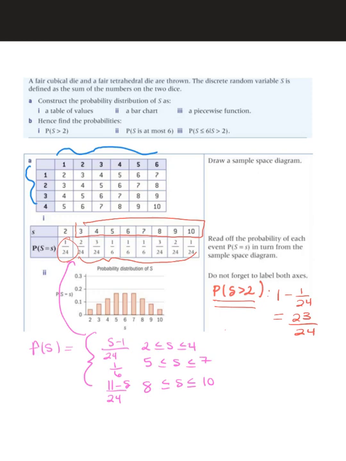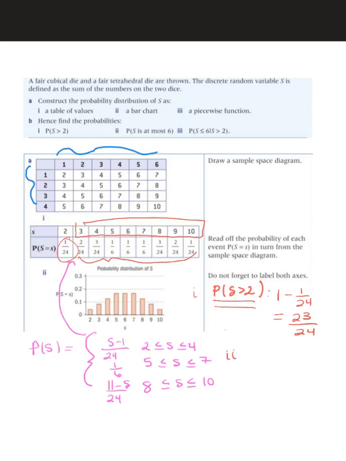Because what you're saying is the probability that I land on a 3 or 4 or 5 or 6 or 7 or 8 or 9 or 10, all of those are greater than 2. Okay, so that's part 1. Let's look at part 2.